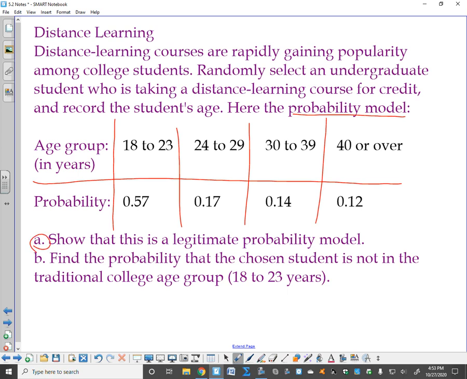So for part A, you would write the probability of each outcome is between a 0 and 1. So individually, they are all legit probabilities. The other thing that has to happen is the sum of all the individual probabilities must equal 1. Okay, B.